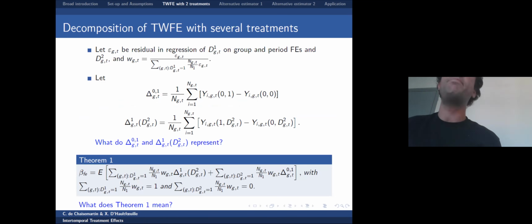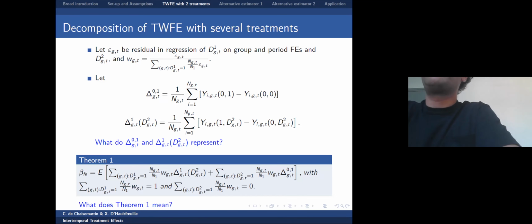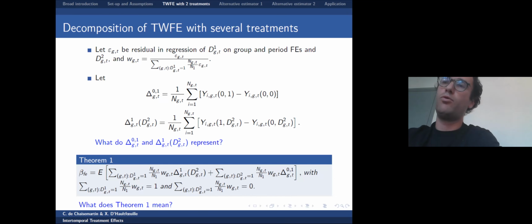I'm going to denote by epsilon_gt the residual in a regression of D1_gt, whether cell gt has a medical law, on group and period fixed effects, and D2_gt, whether that same cell has a recreational law. So to obtain epsilon_gt, you just regress the first treatment on group and period fixed effects and the second treatment. Then w_gt is epsilon_gt renormalized by the average of those epsilon_gts across the gts that received the first treatment.